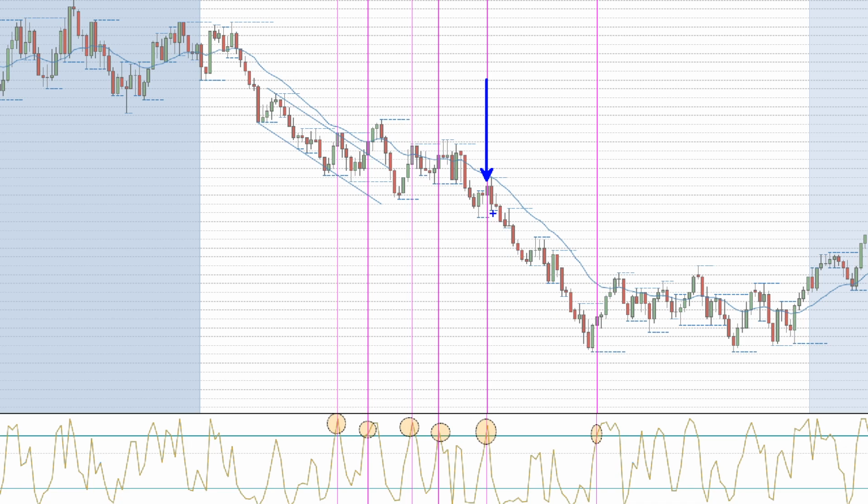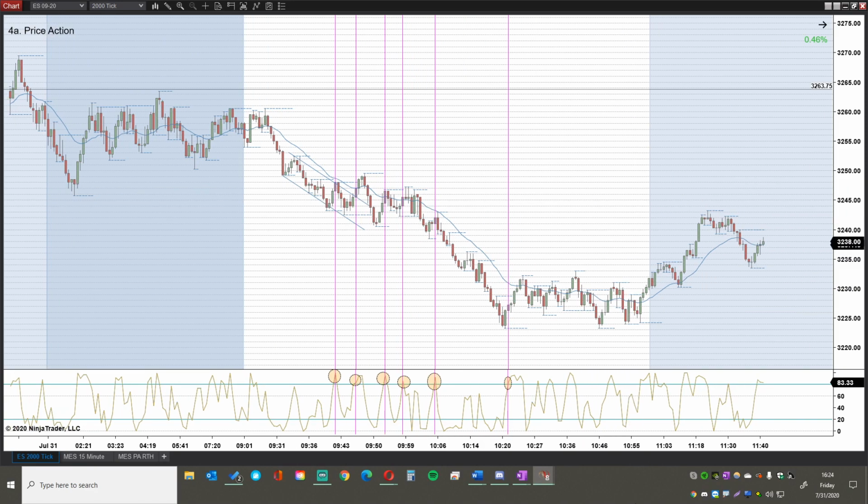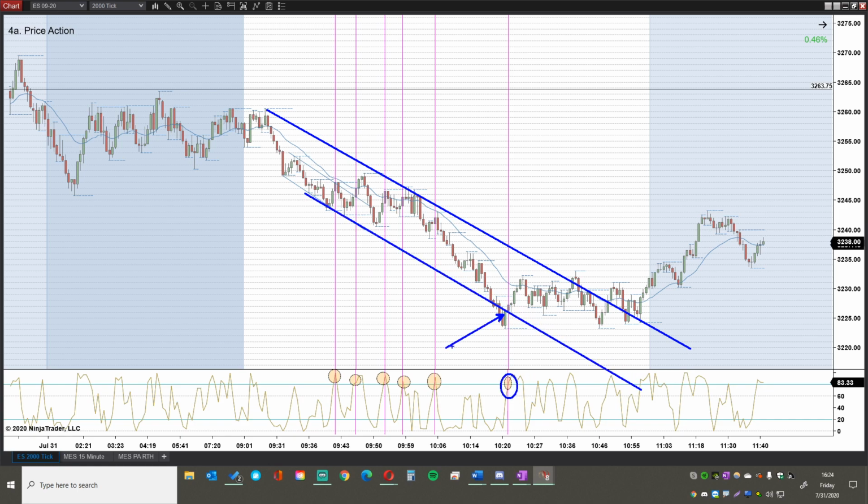Now, another really good example of something that is maybe setting up, but doesn't necessarily fit the bill in terms of structure. Once again, waiting for an opportune location. Even if we drew a channel way out here, this isn't giving us any idea that we would want to be a seller here, right? It's way, way down here.